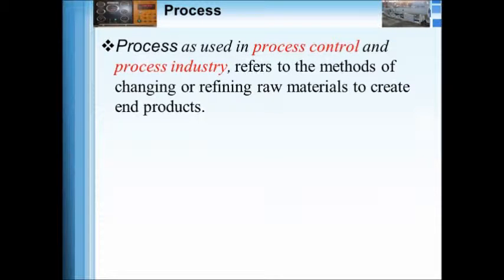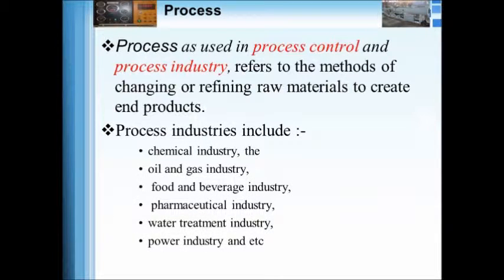Process. Process, as used in process control and the process industry, refers to the method of changing or preparing raw material to create end products. Process industries include the chemical industry, oil and gas industry, food and beverage industry, pharmaceutical, water treatment, power industry, and so on.